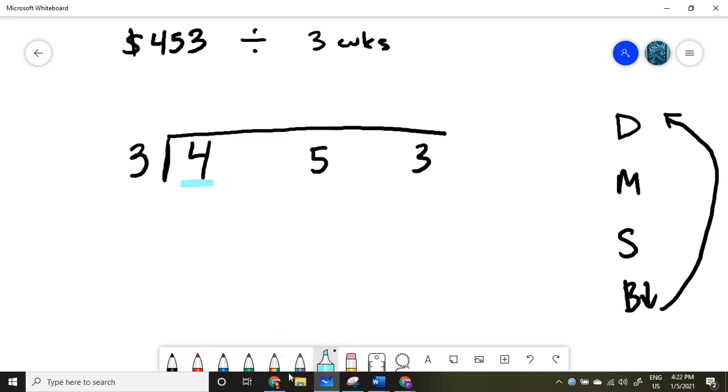So first I would do 4 divided by 3. So just like last time, I know that if I skip count, 6 doesn't count, I can skip count 1 time. 4 divided by 3 equals 1.